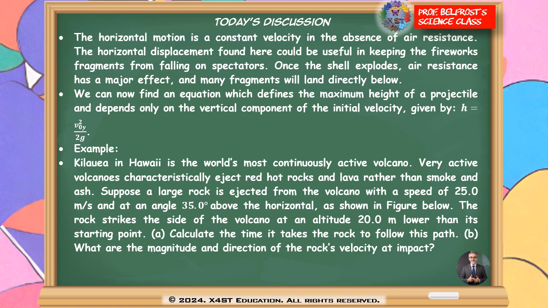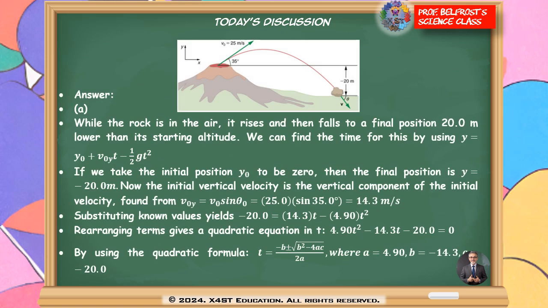There is an active volcano in Hawaii called Kilauea, and it is very active. Suppose a large rock is ejected from the volcano with a speed of 25 meters per second at an angle of 35.0 degrees above the horizontal, and strikes the side of the volcano at an altitude 20 meters lower than its starting point. The first question is to calculate the time it takes the rock to follow this path, and the second question is what are the magnitude and the direction of the rock's velocity at impact. Here's the figure showing you the problem. Let's solve it one by one.